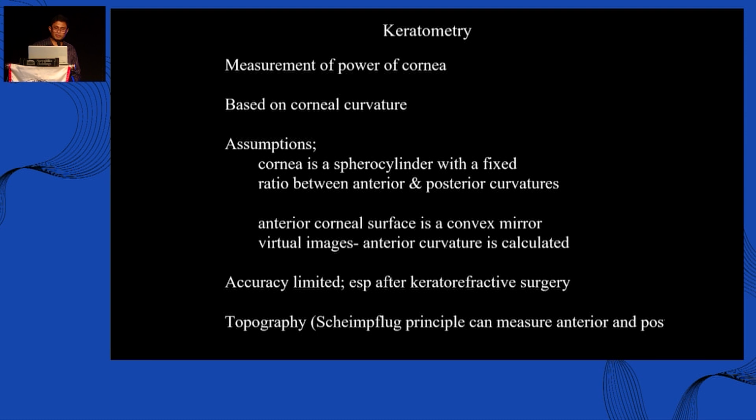Before we venture into whether we are going to do optical or non-optical biometry, measurement of our cornea is based, as I said, on corneal curvature. So we make two assumptions. The first assumption is that the cornea is a spherocylinder with a fixed ratio between anterior and posterior curvatures. This is usually correct, but it may not be correct at times, especially after trauma or after refractive surgery on the cornea.